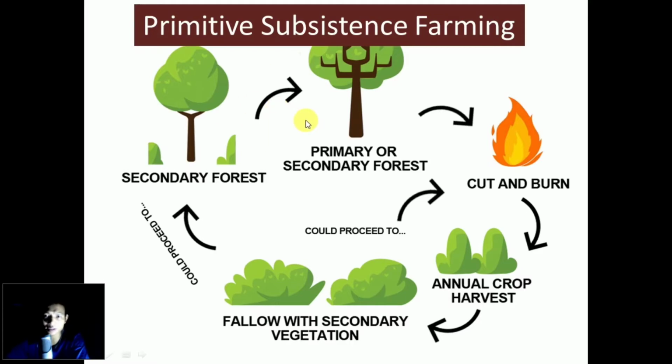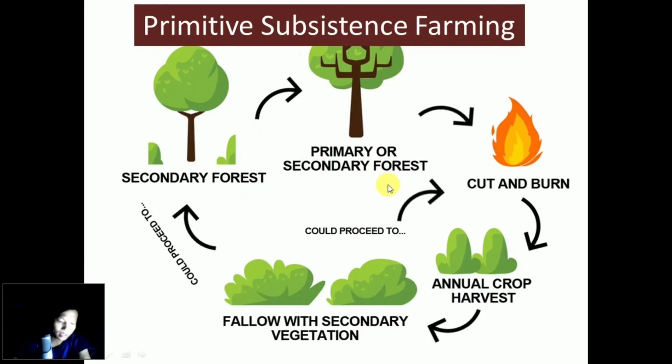If you see this pictorial diagram, first there is secondary forest and primary forest. They cut down the forest, burn it, and then grow the crops. Once they finish growing crops, they leave that land fallow to regain the fertility, and then they again use it for cultivation, or they leave it for the secondary and primary forest to grow. That is how primitive subsistence farming works.